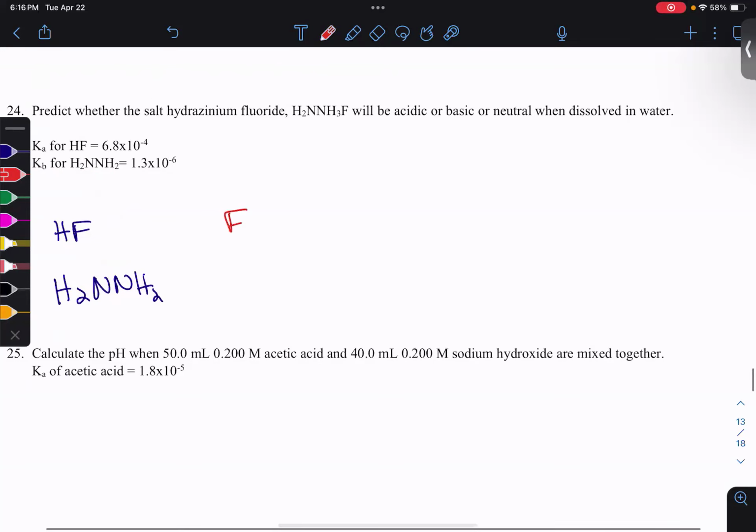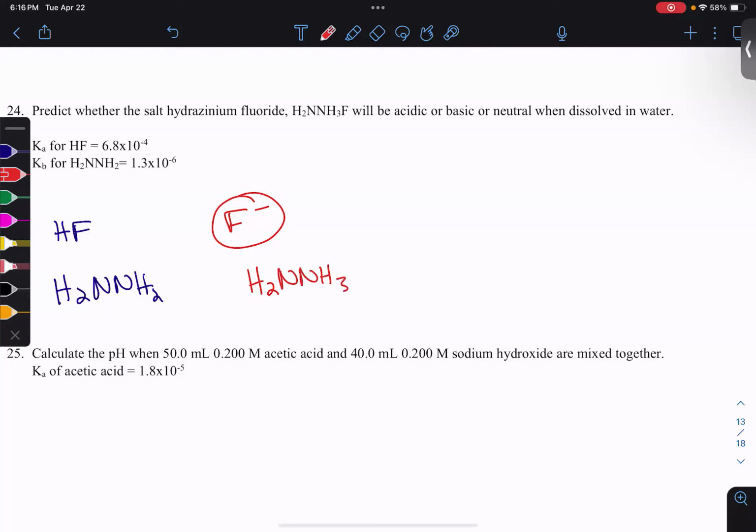But what if I put F- into water? What is F-? It's a conjugate base of HF. So you put F- into water, what should the pH be? Basic. What if you put H2NNH3 plus into water?